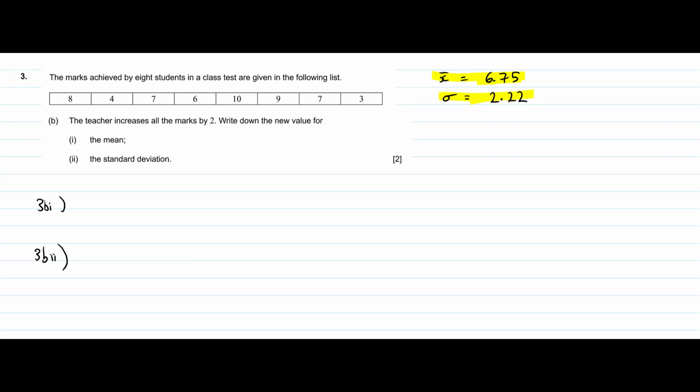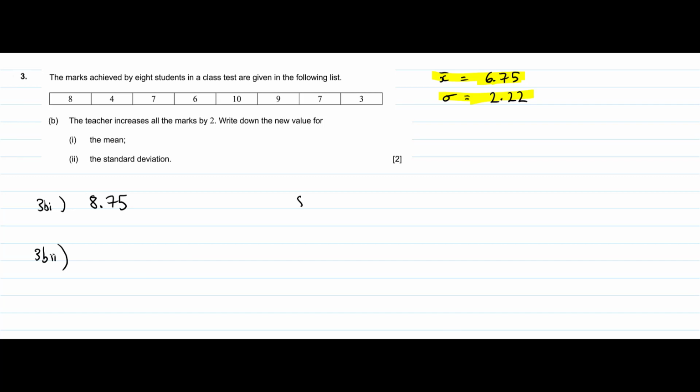So if we increase each number in our data set by 2, well then the mean is just going to increase by 2. Because if we increase each number by a constant k, then the mean will increase by that constant k. So our new mean is just going to be 6.75 plus 2, which is 8.75.